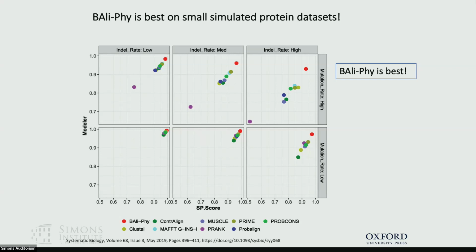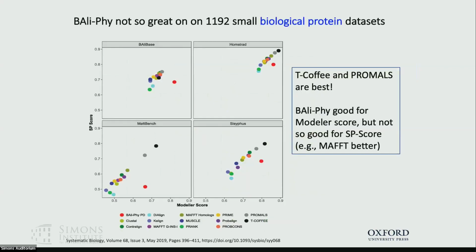Okay, BAli-Phy is the best, except, different story on biological data. These are different protein structural benchmarks, same data set sizes. And what you can see is the red dot is no longer at the top. Now, this is the recall, this is precision. It's just not great.